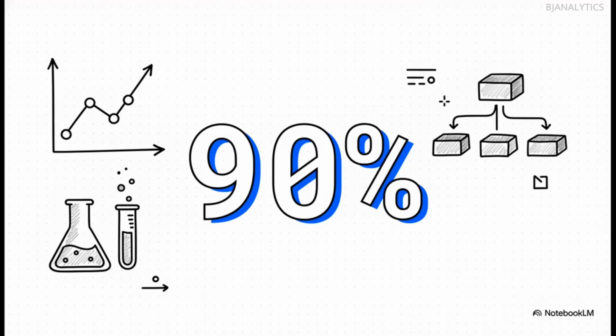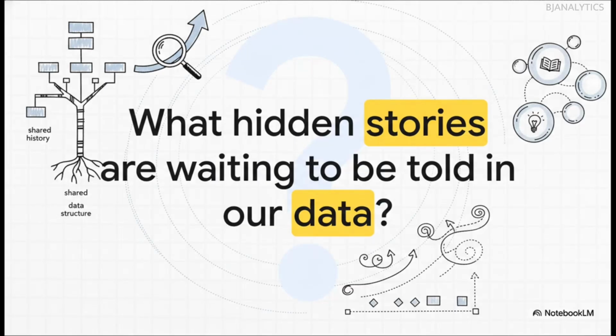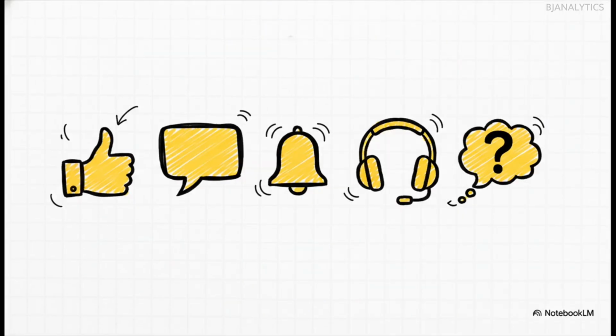In fact, to put a number on it, something like 90% of the studies that determine if a new drug works rely on these exact kinds of longitudinal models. They are absolutely critical to modern medicine and so many other fields. So, when it comes down to it, by learning to read the story inside our data, by respecting its shared history and its nested structure, we can unlock some incredible insights. And that kind of leaves us with one final, really fascinating question. What other hidden stories of change and growth are just waiting to be told in the data that's all around us? And that's our look at longitudinal data.